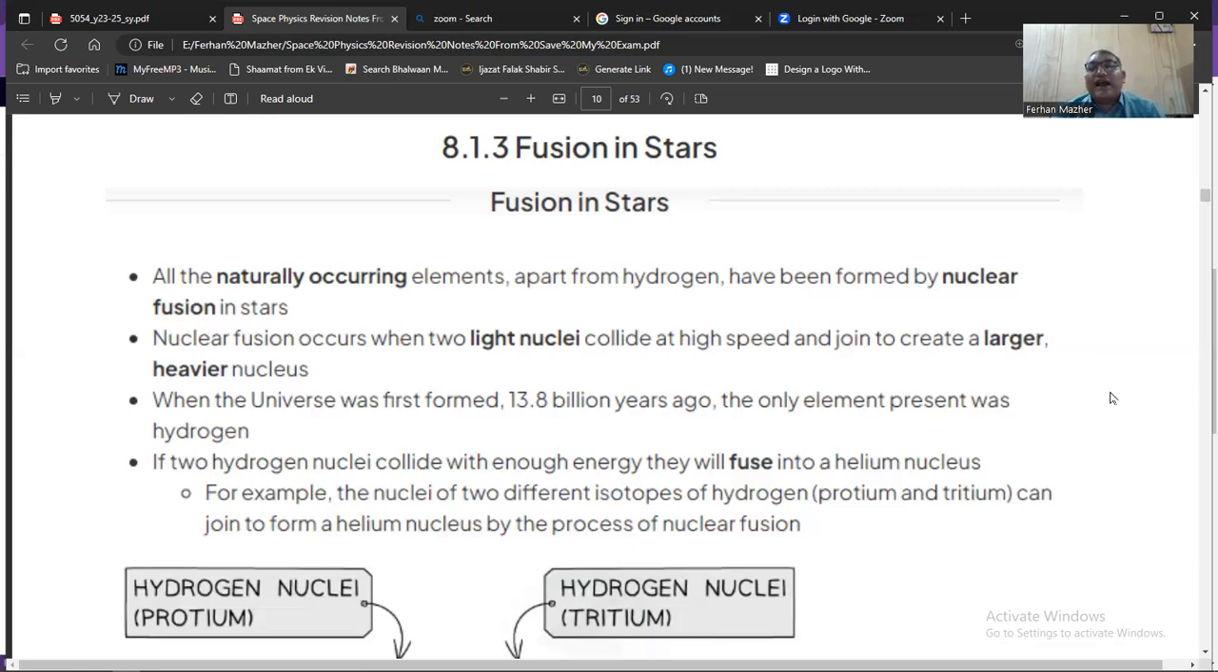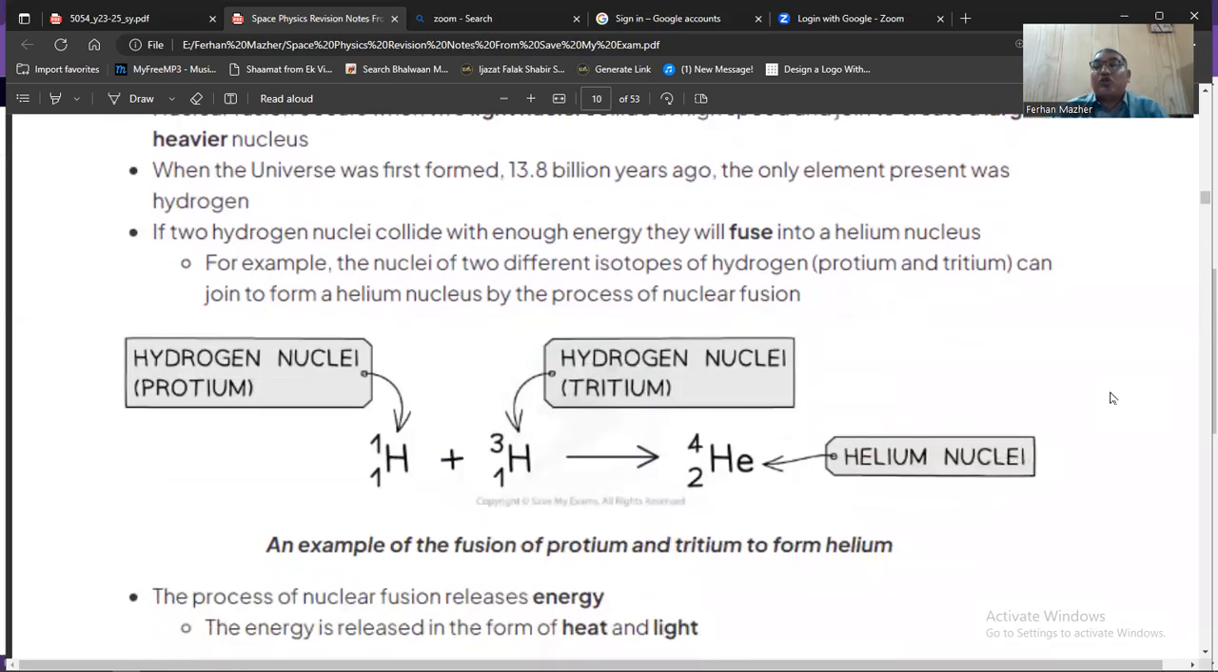If two hydrogen nuclei collide with enough energy, they will fuse into a helium nucleus. For example, the nuclei of two different isotopes of hydrogen, protium and tritium, can join to form a helium nucleus by the process of nuclear fusion. In the diagram, you can see an example of the fusion of protium and tritium to form helium. Protium is the isotope of hydrogen, hydrogen 1,1, and tritium is also an isotope of hydrogen, hydrogen 1,3. When they fuse into each other, they make the nucleus of helium, which is helium 2,4.